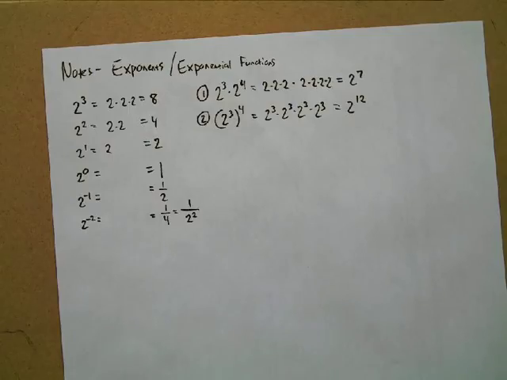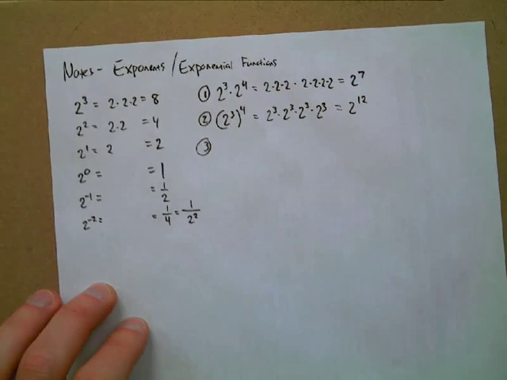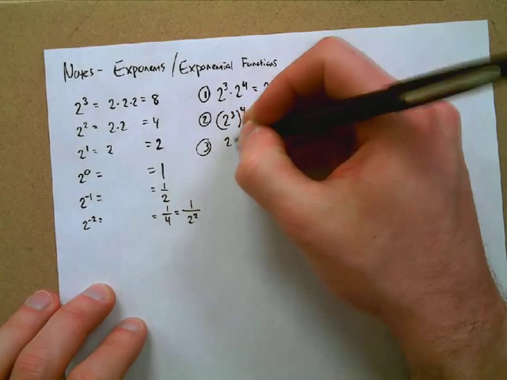Okay. When you're multiplying two numbers with the same base, you add the exponents, but when you have a power to a power, you multiply the powers. Okay. And then one more here. 2 to the fourth divided by 2 to the third.